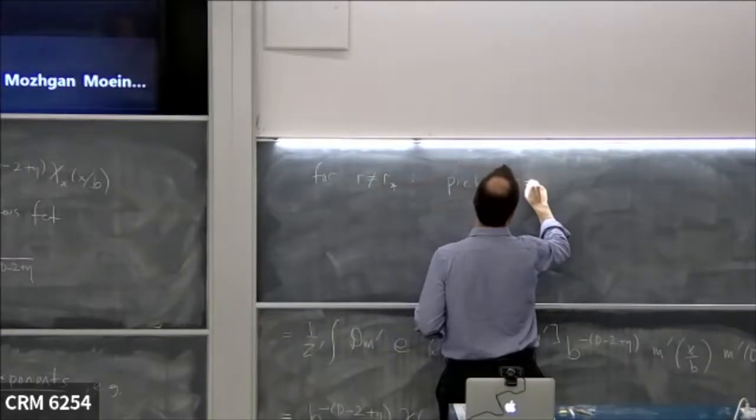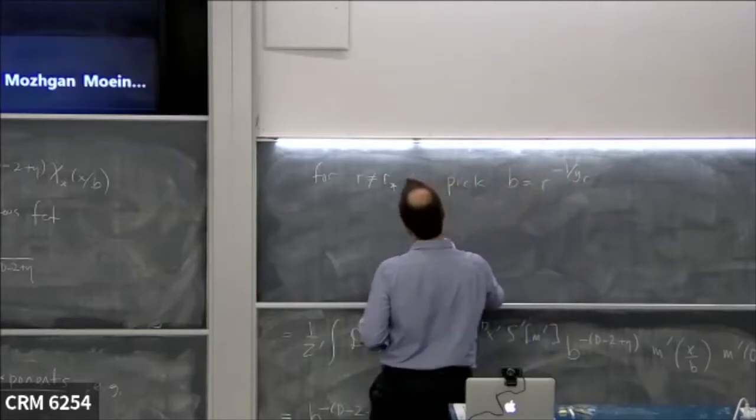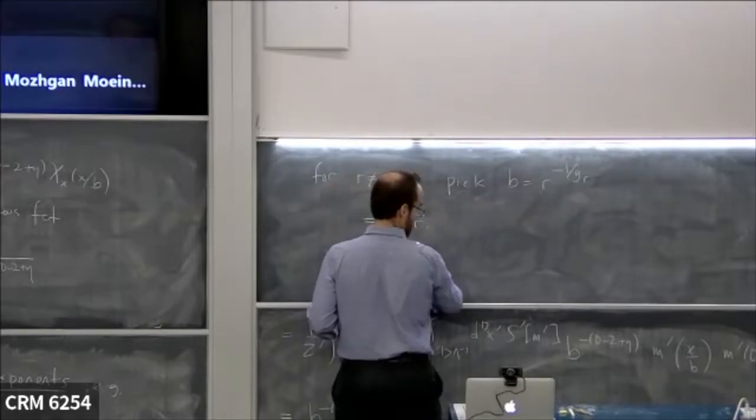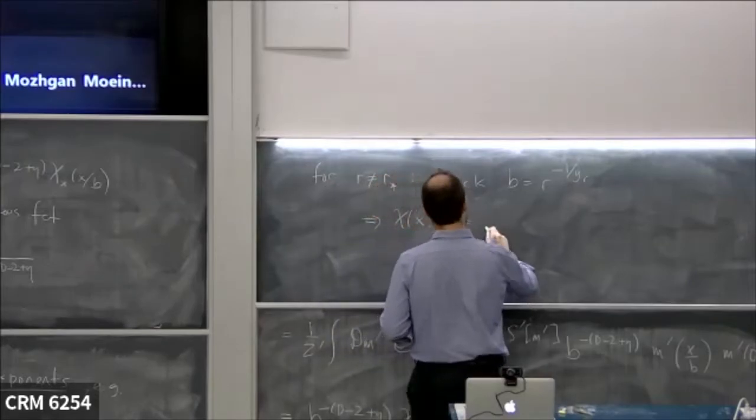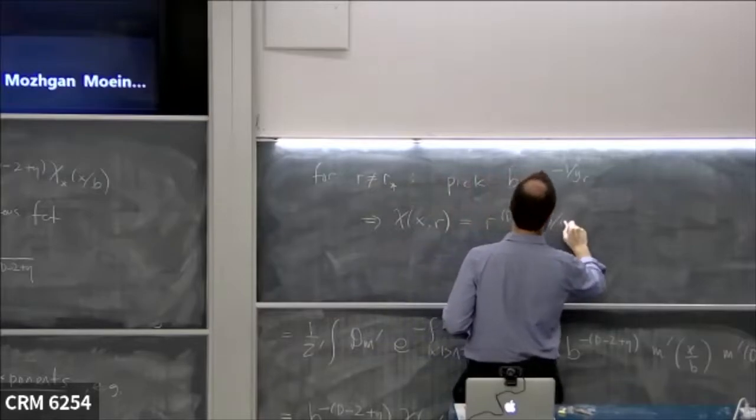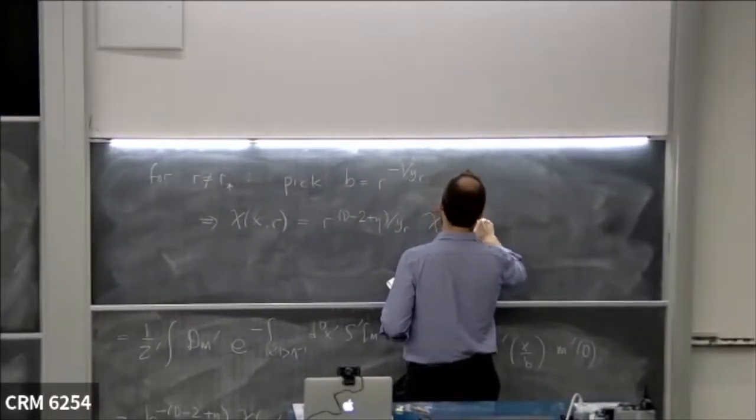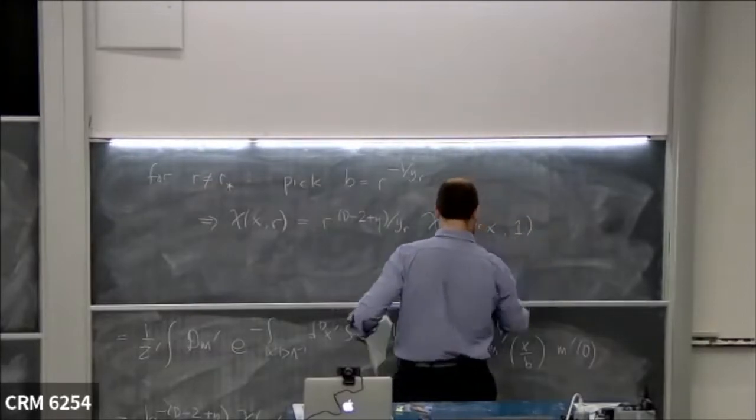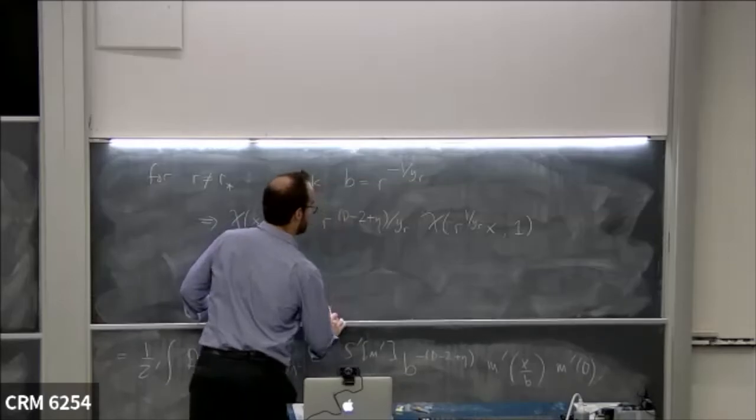If I choose b to be r to the minus 1 over y sub r, then the equation that I've derived just tells me that chi of x, with this mass parameter r, is r to the (d minus 2 plus eta) over y sub r, and that equals chi at r to the 1 over y sub r times x, and then 1. Because I've chosen this b in such a way that r prime is this 1.